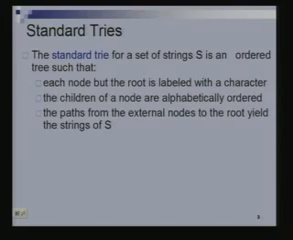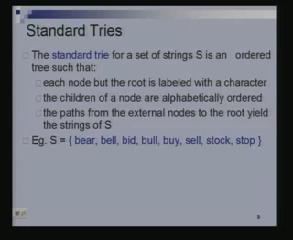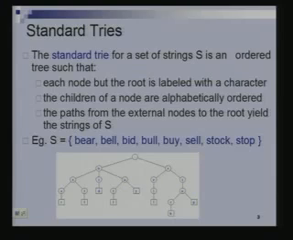Okay. So we will come to this notion of tries today. So what is a try? I will perhaps show you a picture and I will explain it through this picture. So a try is a data structure to maintain a set of strings. Let us say I have a set S of strings: beer, bell, bid, bull, buy, sell, stock, stop. This is an example I think I picked from Goodrich and Tamassia.